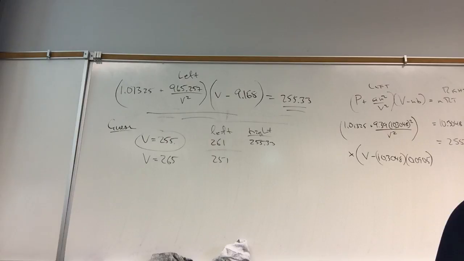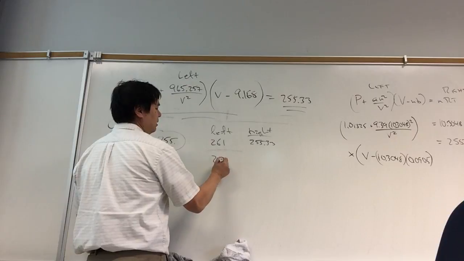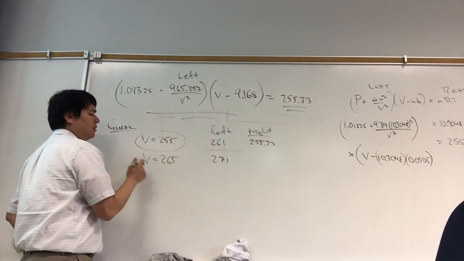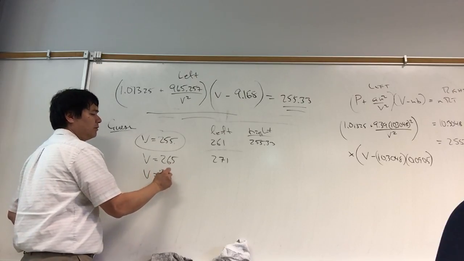And so what do you want to guess next? Oops, no, I'm sorry, this is 265. 265, it comes out to 271. Oops, we went the wrong way. So I was wrong then, because going bigger made this one bigger. So we need to go smaller, right? And so let's go 245.